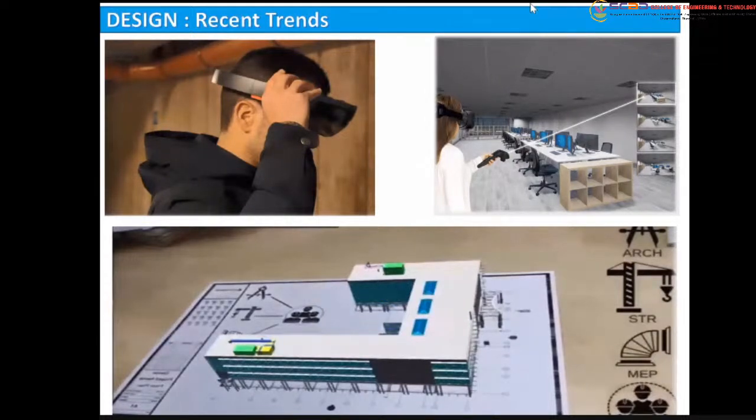You can see on the left corner, the guy is wearing a device which he has put on his head, and he's visualizing what the building looks like. See the image on the right side, a lady is pointing a laser gun at the wall. She can imagine what is to be there, what the finish is going to be. He can visualize that.